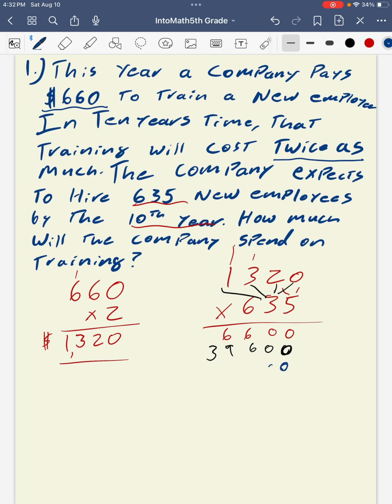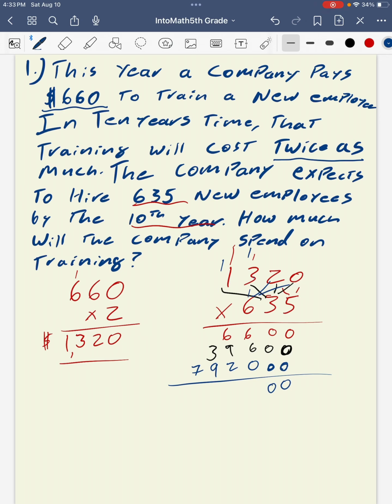Lastly, I do my hundreds place value, starting off with 2 placeholder zeros because I'm no longer in my ones or tens category. 6 times 0 gives me 0. 6 times 2 gives me 12, carry my 1. 6 times 3 is 18 plus 1 for a total of 19. And 6 times 1 is 6 plus 1 for a total of 7.